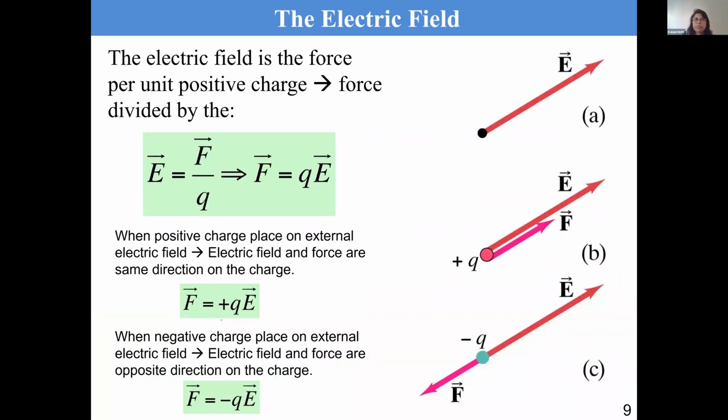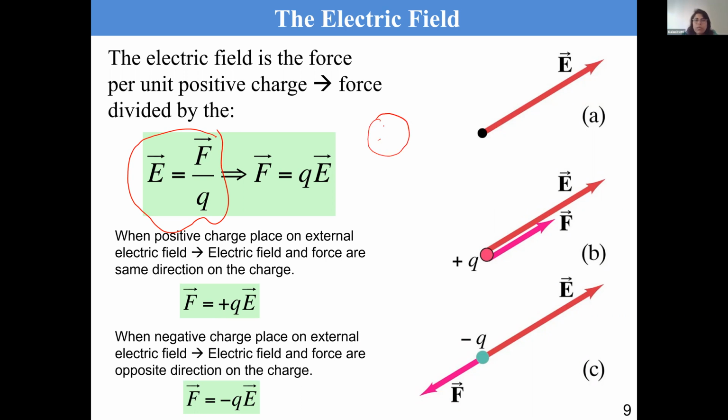Okay, so now we're going to move into the electric field. The electric field is defined as force per unit charge, right? Force per unit charge, we call it the electric field. So now the electric field is the feeling of a charge when you bring it near the source charge.